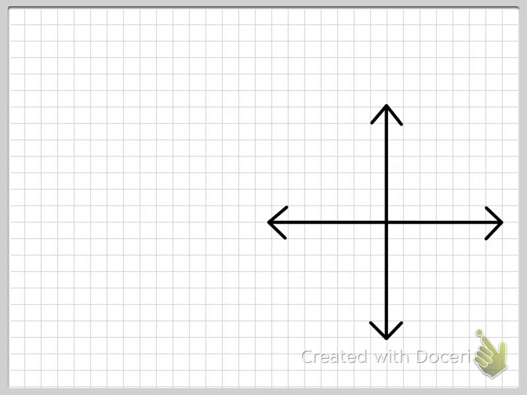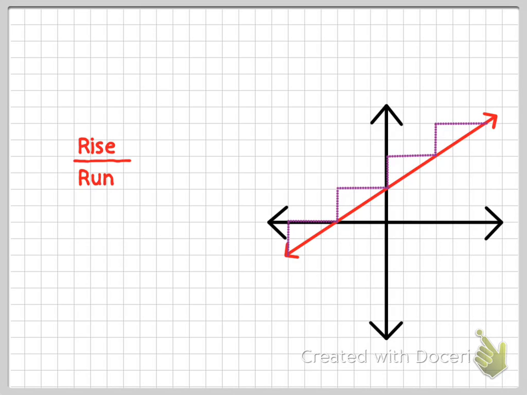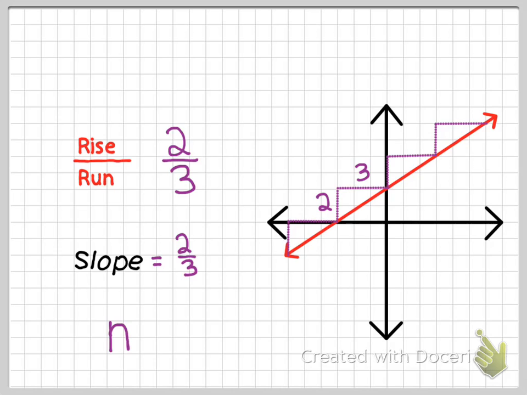So let's look at a real one, and just a quick little brush up on what slope is. Slope is our rise over run, and we're looking for our perfect points where our graph is crossing on the grid lines, not on our coordinate plane, but on our grid lines. I see in this instance my slope is 2 over 3. My rise is 2, my run is 3. So that makes my slope 2/3. And in y equals mx plus b, that just means that m is 2/3.